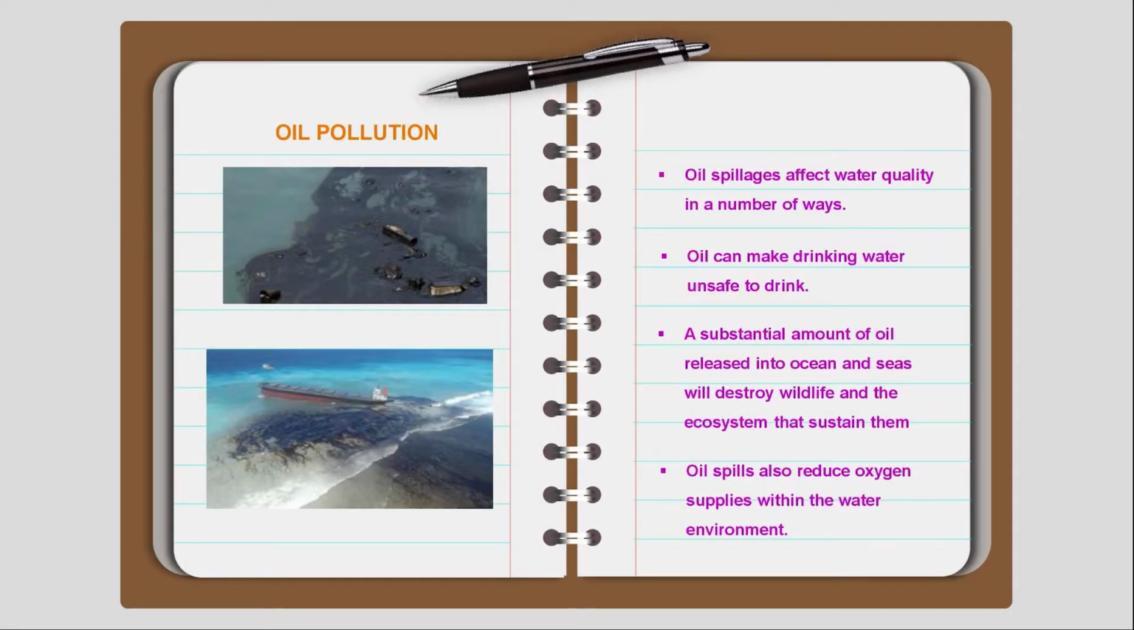Oil pollution. Oil spillages affect water quality in a number of ways. Oil can make drinking water unsafe to drink. A substantial amount of oil released into oceans and seas will destroy wildlife and the ecosystem that sustains them. Oil spills also reduce oxygen supplies within the water environment.